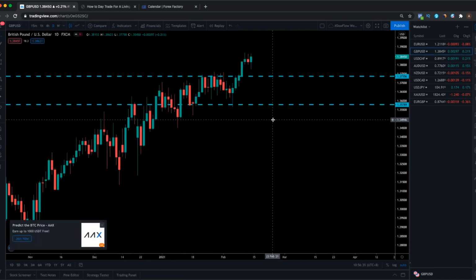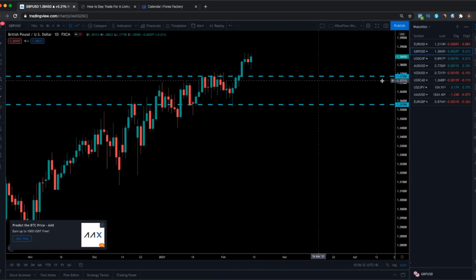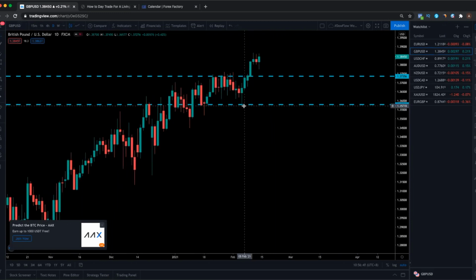So I have two key levels for you to buy, and of course you need to wait for an entry trigger in the form of a candlestick pattern. So the two key levels are 1.3735 and 1.35789. Okay, this is the recent low.